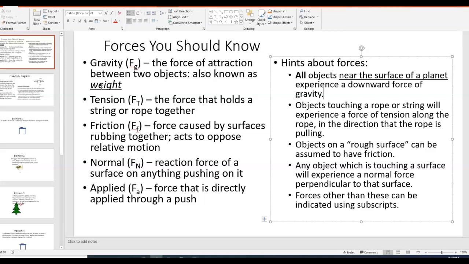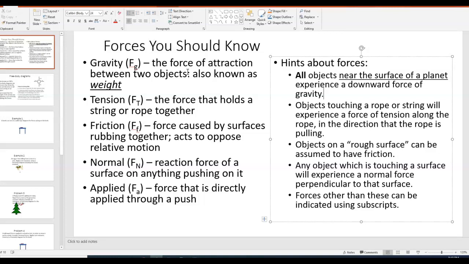Okay, now we also have friction. Friction is a very common force to see. Okay, friction is always a force that opposes motion. And basically what that means is if an object is moving to the right, the force of friction would be acting to the left. If an object is moving to the left, the force of friction would be acting to the right. Okay, so friction always opposes motion.